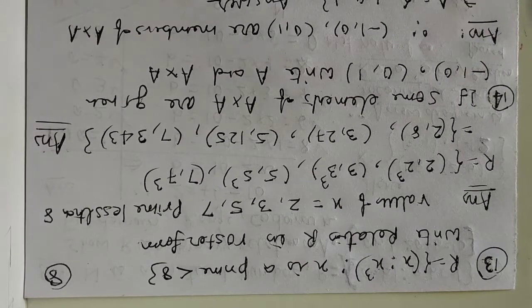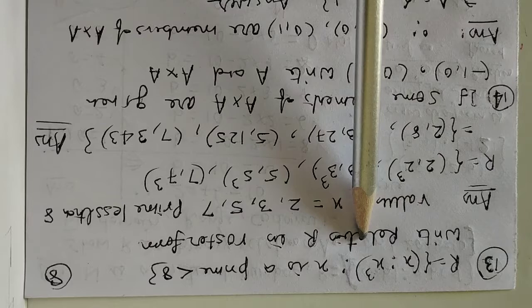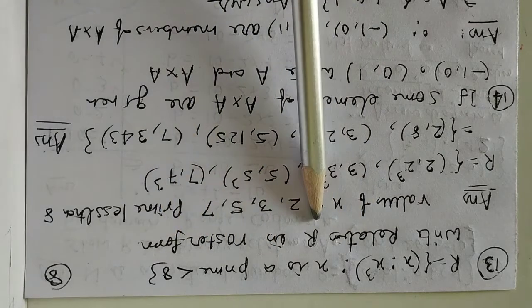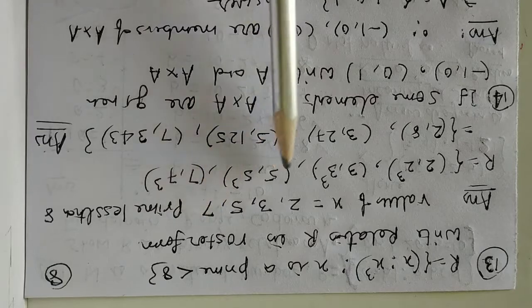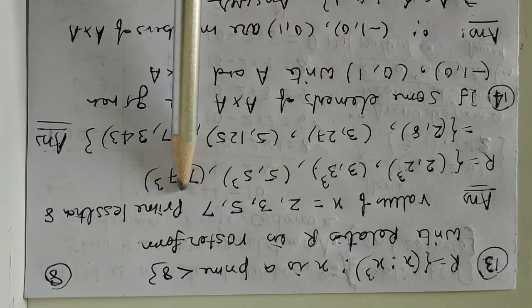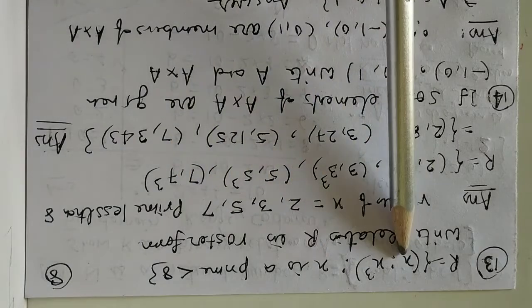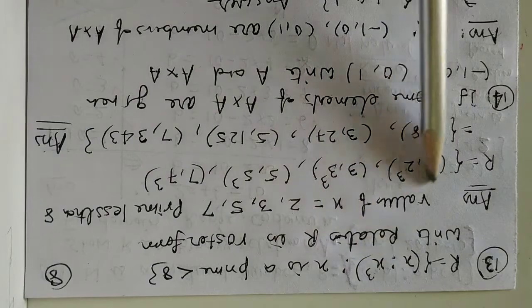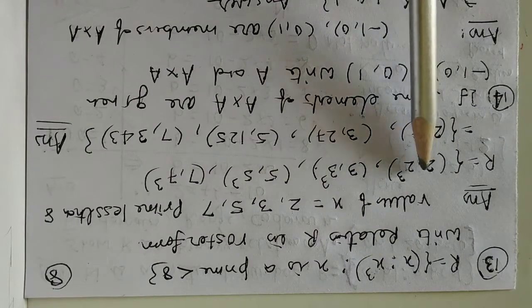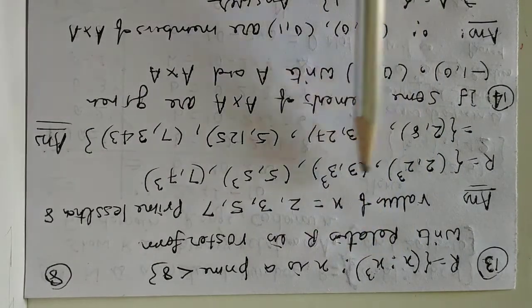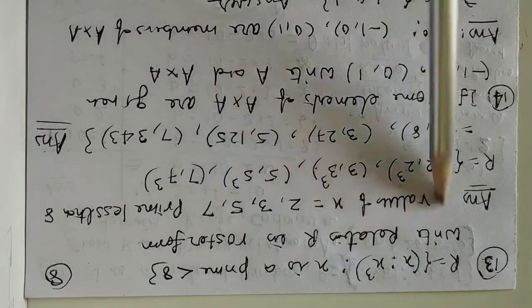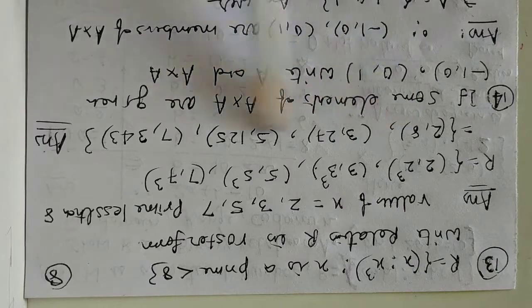Next, question number 13. x cube, where x is a prime number less than 8. Write the relation in roster form. You know that the prime numbers less than 8 are 2, 3, 5, 7. So putting x is equal to 2 in this, then 3, then 5, then 7, we are getting this. Taking 2, 2 cube; 3, 3 cube; 5, 5 cube; 7, 7 cube. On simplifying, this is the answer.